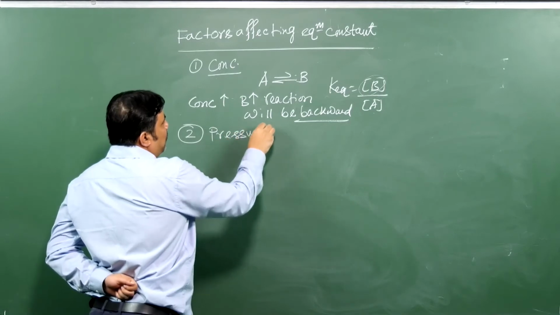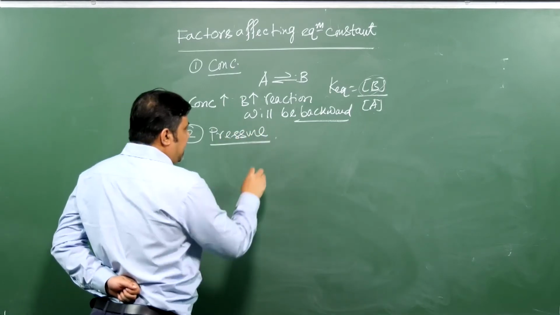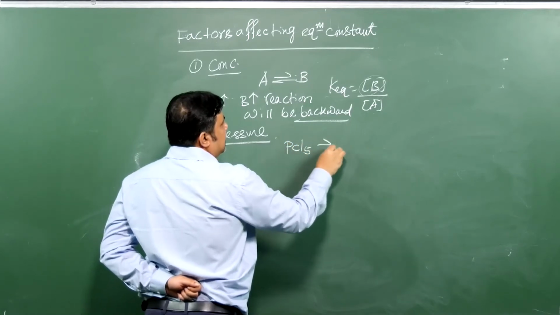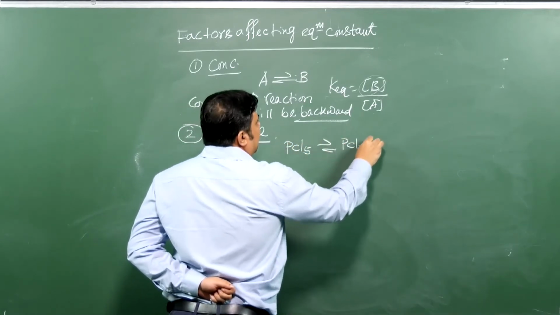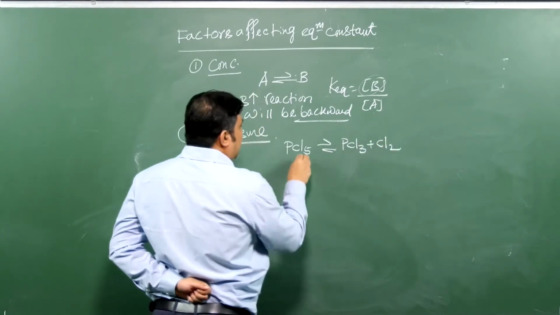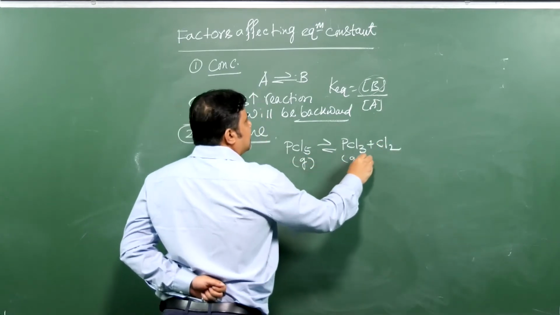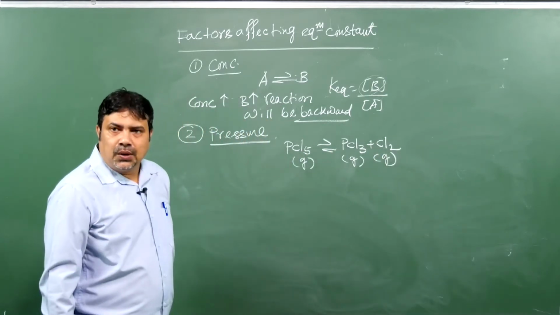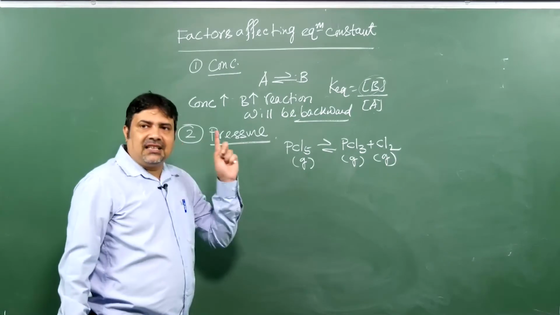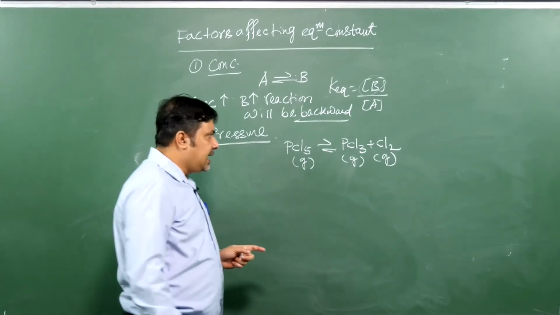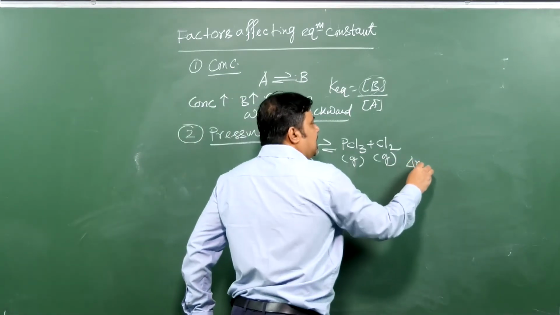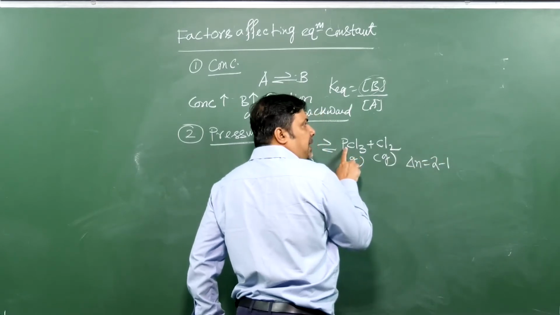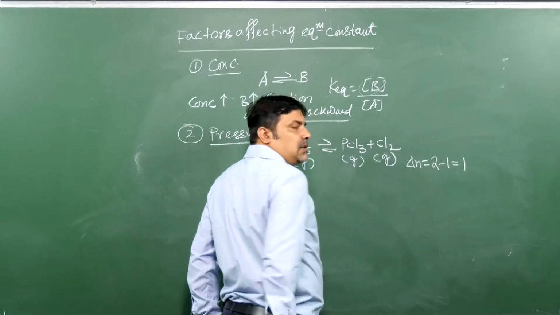Suppose there is a reaction like this: PCl5 going to PCl3 and chlorine, and all are gases. In the product side the number of moles is 2, and the reactant side total number of moles is 1. So delta n will be equal to 2 minus 1. Total number of moles of product minus reactant will be equal to 1.